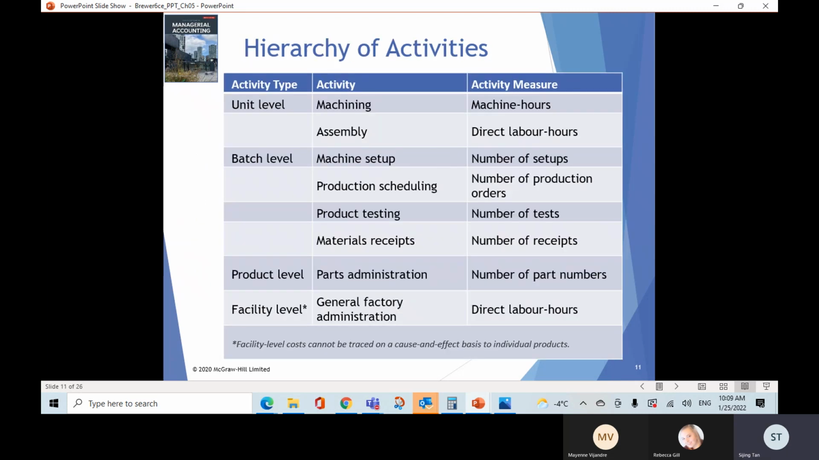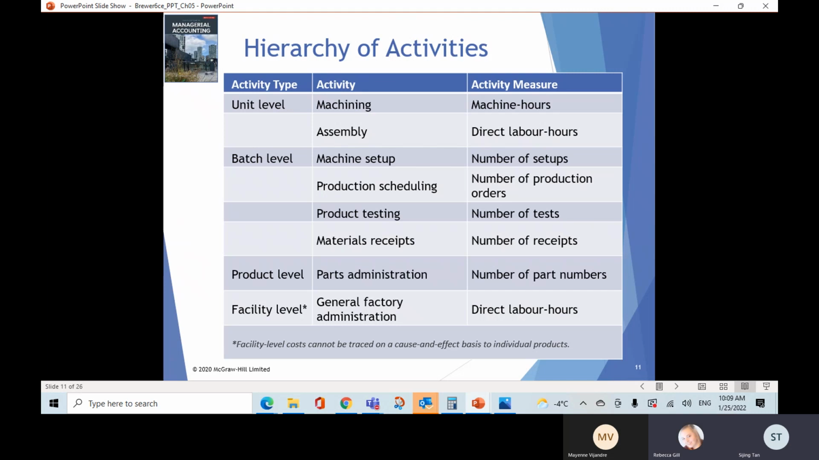So now the next thing we're talking about is the hierarchy of activities, which is a common framework for combining activities in manufacturing companies. We can see the activity types. There are unit level activities, batch level, product level, and facility level. For example, unit level activities are performed each time a unit is produced.